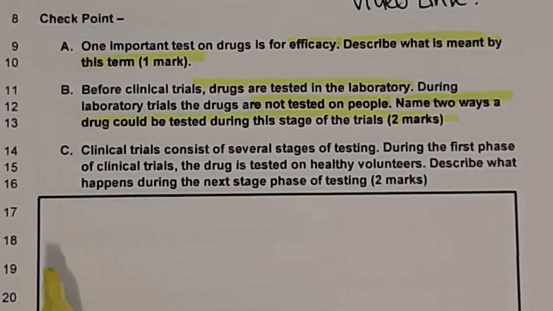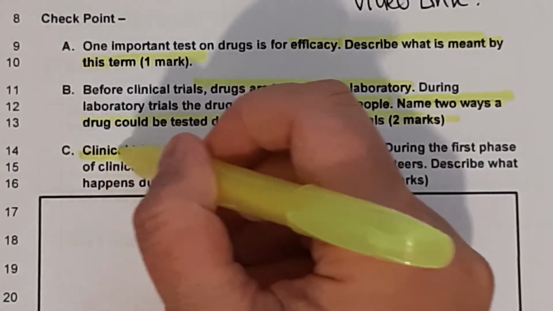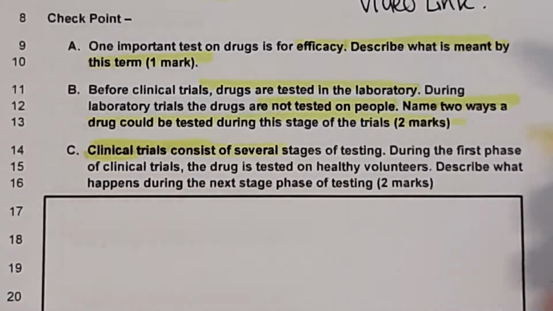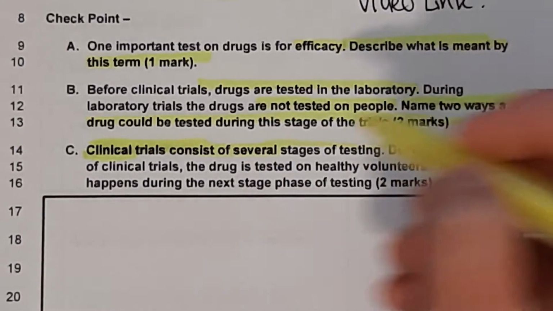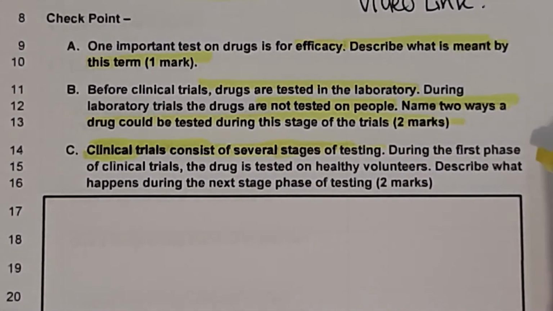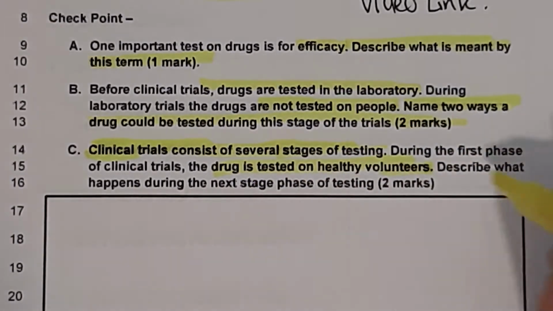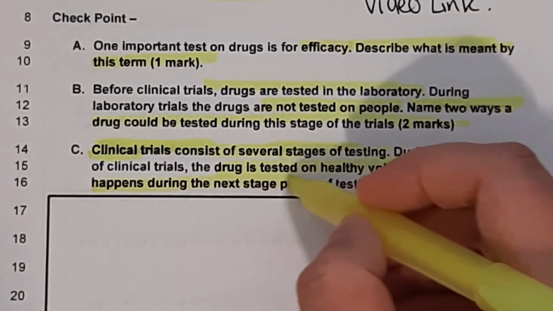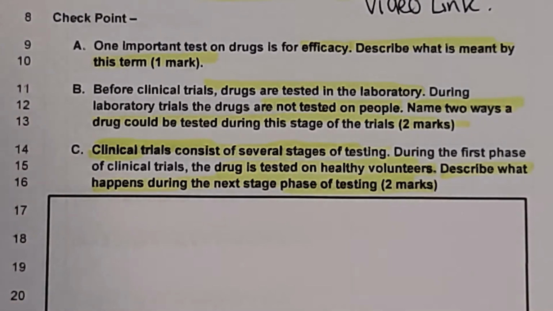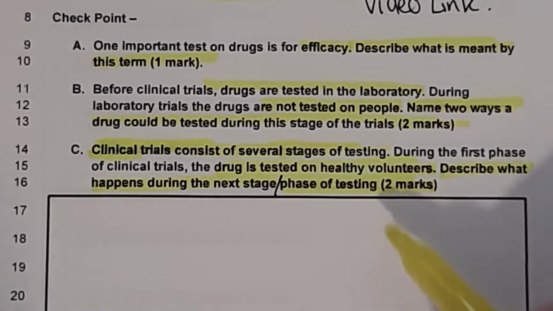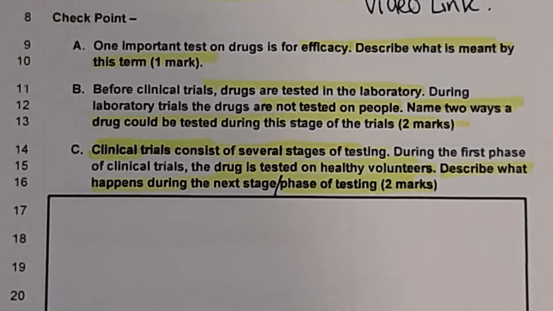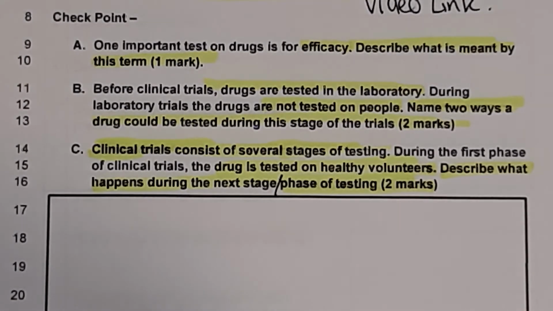Part C. Clinical trials consist of several stages. So clinical trials, that's on people, several stages of testing. During the first phase of clinical trials, a drug is tested on healthy volunteers. Describe what happens during the next phase of testing. So after it's tested on healthy volunteers, what's the next stage of the testing? Okay, so that's 2 marks to describe that. So pause the video whilst you have a go at that, please. And then we'll go through the answers.